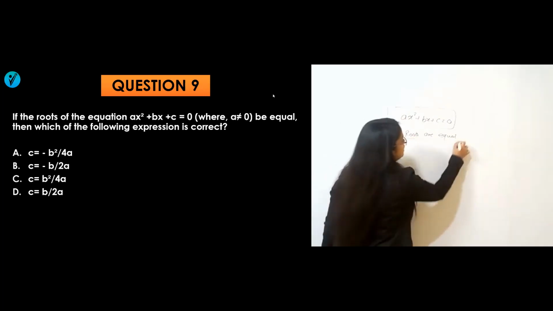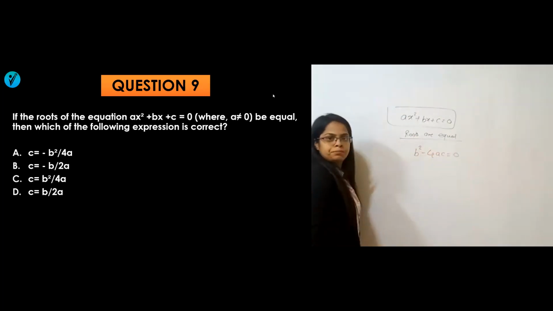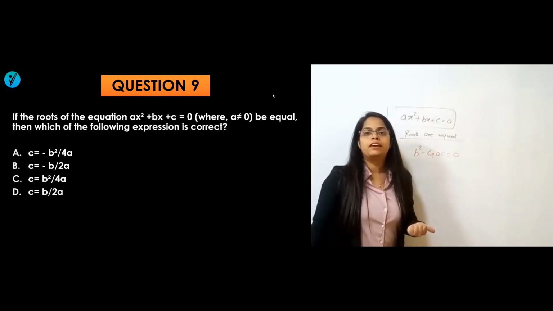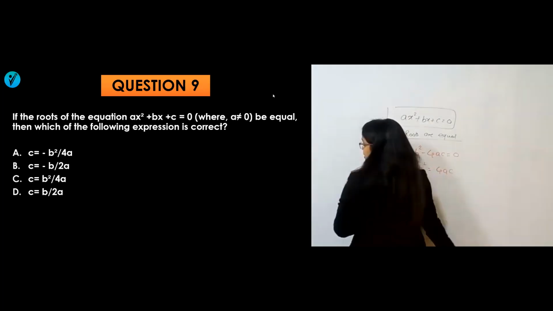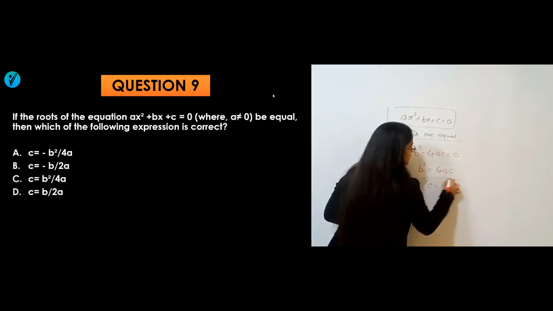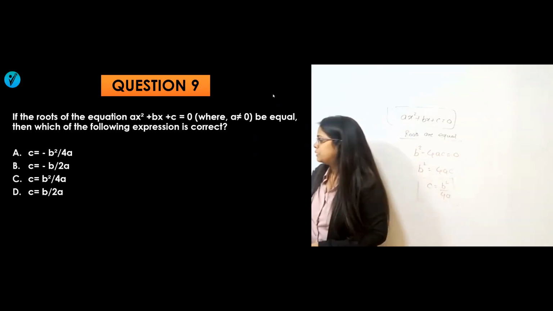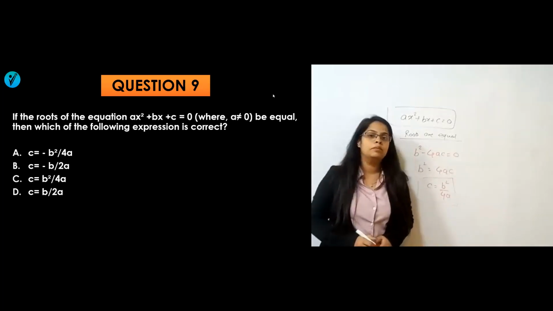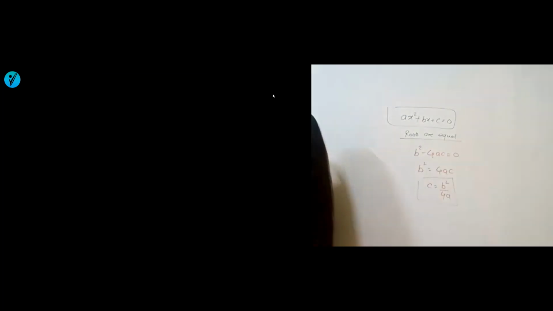I know that when roots are equal, we say that b square minus 4ac is equal to 0. If this value is 0, then and only then we say that roots will be equal. So 4ac goes to that side. b square is equal to 4ac. The option is in the form of c. So c will be equal to b square upon 4a, and that's it. This is your answer. Easier. Answer will be option number b square by 4a, that means option number C. Isn't it? Now let's go for the next question.